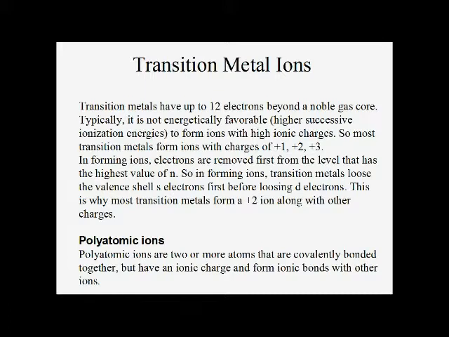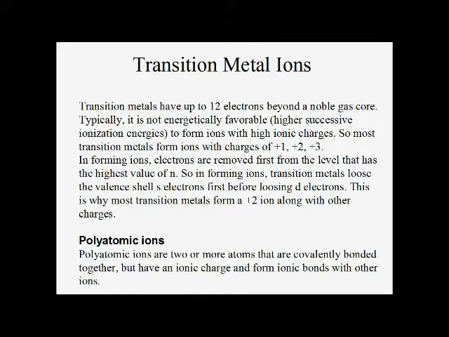Our transition metals have up to 12 valence electrons. They have the 2 s electrons and then up to 10 d electrons. So most of these transition metals can form multiple ionic charges. They don't form charges up to a plus 12. They tend to have smaller charges, and then some form charges up to a plus 7 or so.